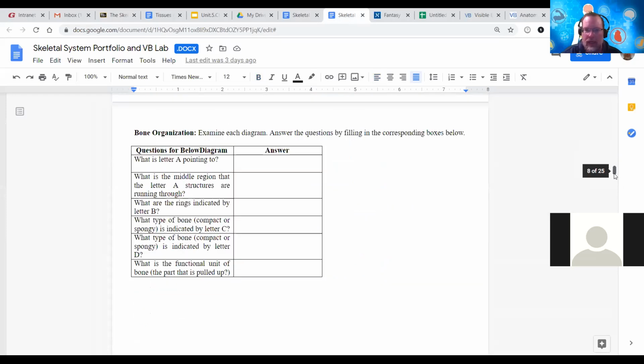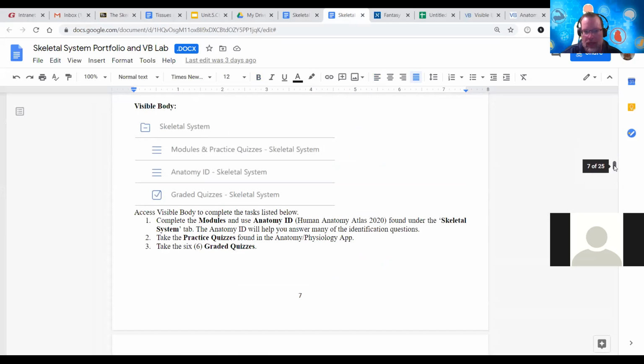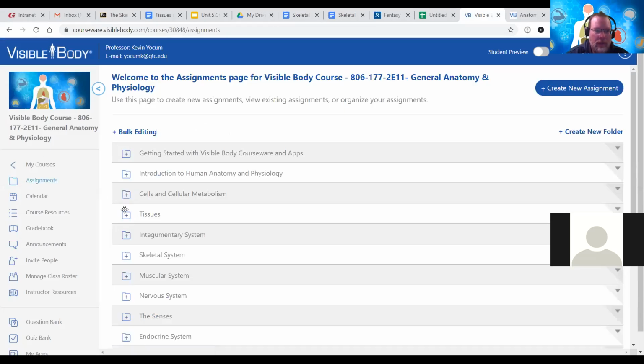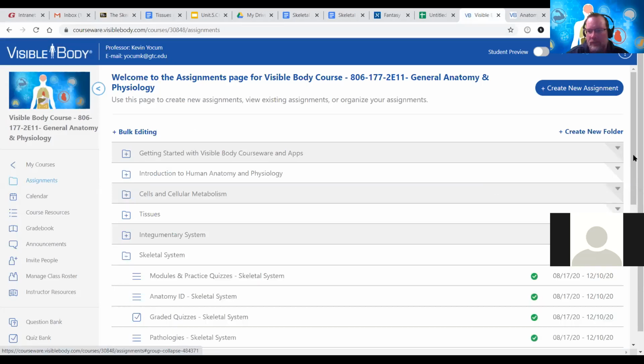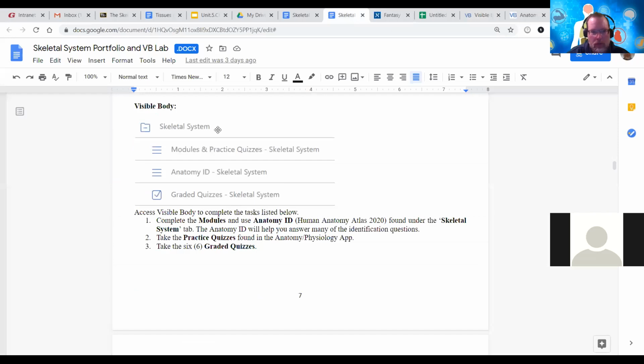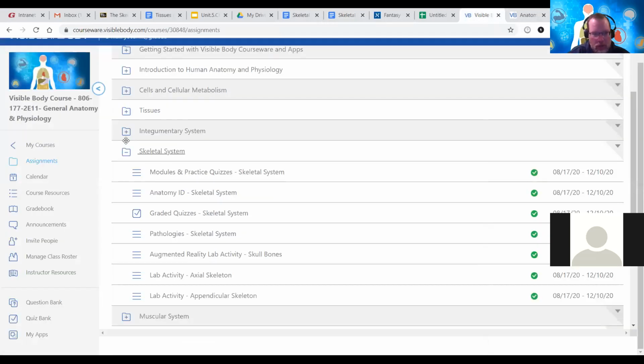So we went through all of these today, and then you're going to go through Visible Body. This is where I was trying to get us to. Access Visible Body, complete the modules, and use the anatomy ID found under the skeletal systems tab. Let's go into Visible Body, and we see under assignments, when I open up skeletal system, I have a lot of stuff going on here. So I only want you to focus on the first 3. That's what that little screenshot is showing you, just these top 3. That's where your focus needs to be. You could, if you have augmented reality capabilities with your phone or your tablet, then by all means check it out.